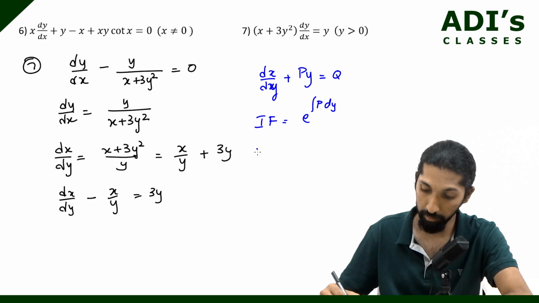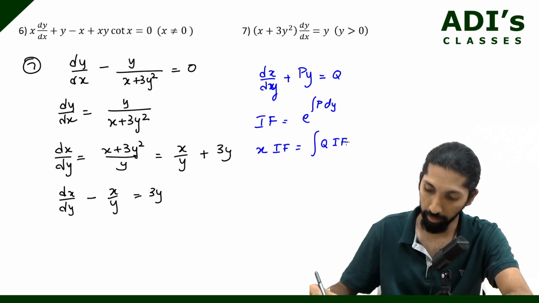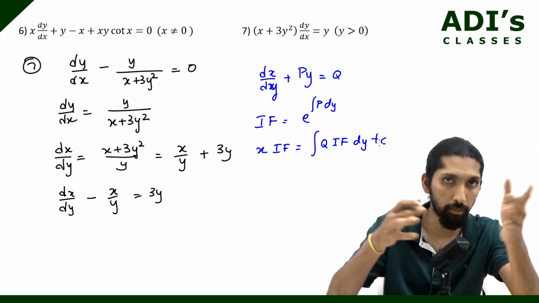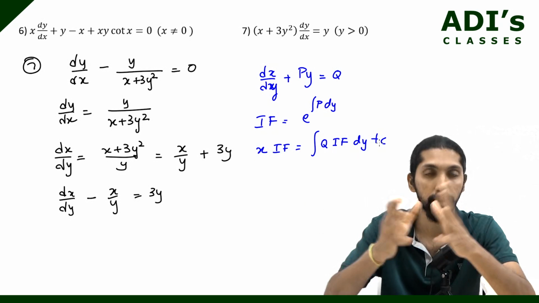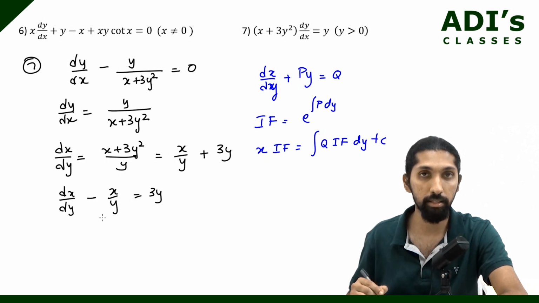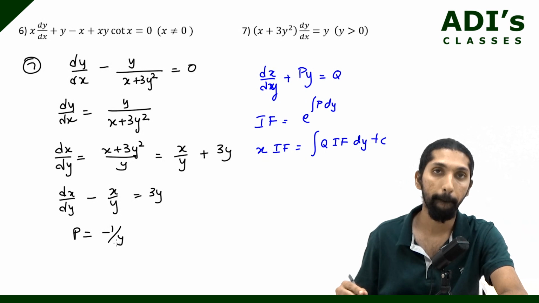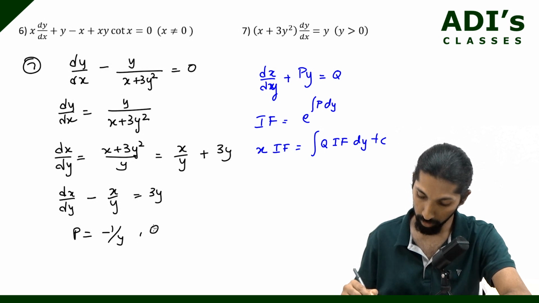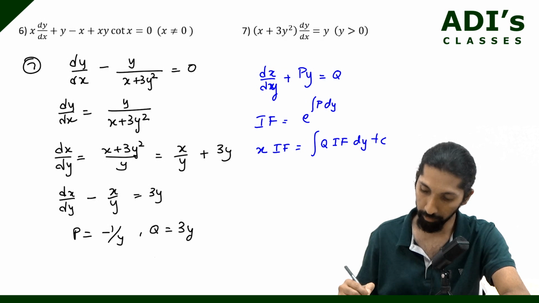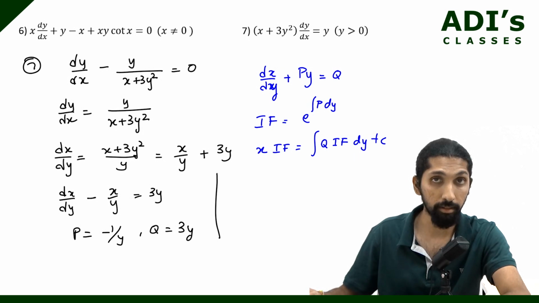And the equation becomes x into integrating factor is equal to integral of q into integrating factor dy plus c. It's the same thing. Instead of x, you have y. That's all. That's the only difference. Fine. So in this case, dx by dy is this. Now what is p? Minus 1 by y, right? What is q? 3y. So let's do the integrating factor.